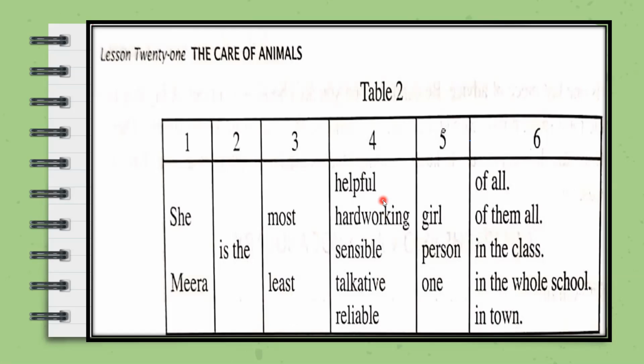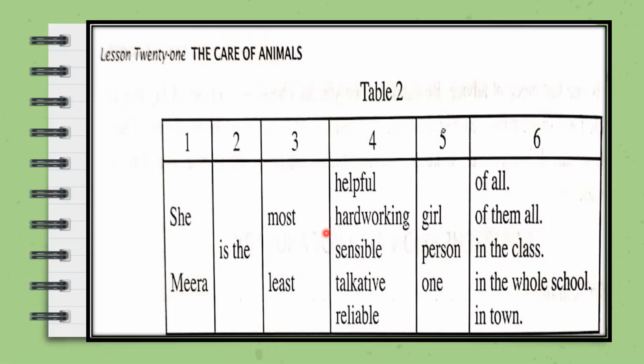So here what is given, dear students? Here the superlative form is also given, but such words are given which take most. As you know, we have the words more and most. More is used for the comparative and most for the superlative, like helpful. So we will say helpful is positive, more helpful is comparative, and most helpful is superlative.